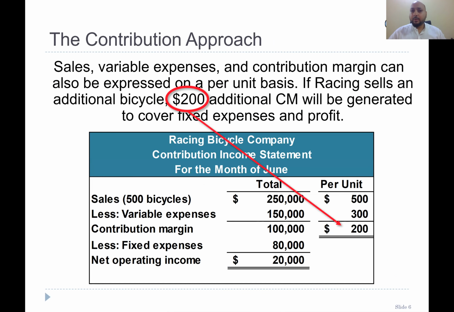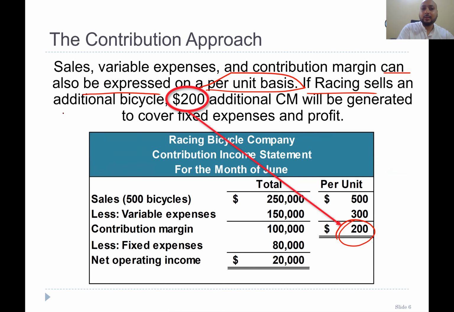We can also find out contribution margin on a per unit basis. Why? Because the nature of contribution margin is variable. If we increase the number of outputs, the contribution margin also increases. If we decrease the number of output, contribution margin in total also decreases. But on a per unit basis, it remains the same. So we can trust this per unit figure as well. Sale, variable expense, and contribution margin can also be expressed on a per unit basis.